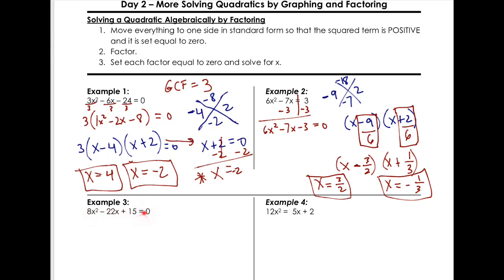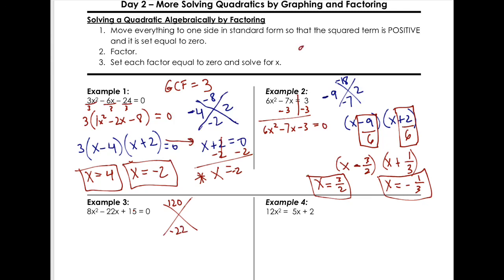First thing, look for a GCF. I know that there's not one, so we'll just keep moving forward. So we'll just get straight to the factoring. We're going to multiply 15 times 8, A and C. And that is 120. Then a negative 22 for our B term.